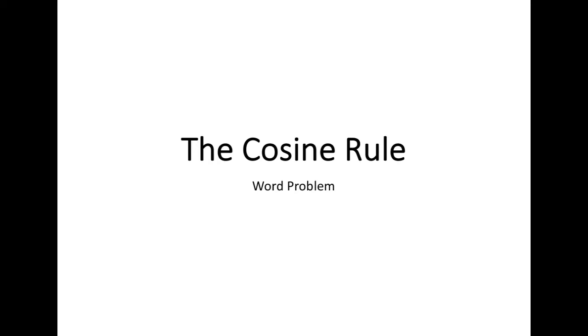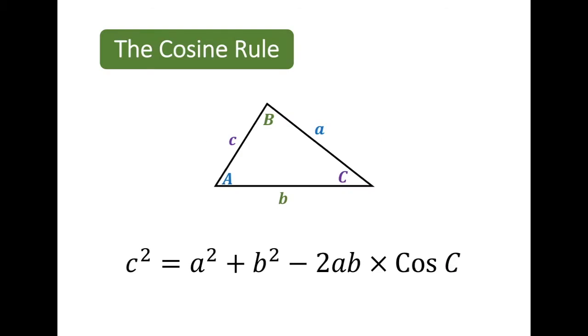This video is going to have a look at using the cosine rule to be able to solve a word problem. The cosine rule formula is going to be c squared is equal to a squared plus b squared minus 2 times ab, and then we're going to multiply that by the cos of angle C. So after we use the cosine rule to find what our c squared value is, similar to Pythagoras, we would find the square root of that value to find the c value.